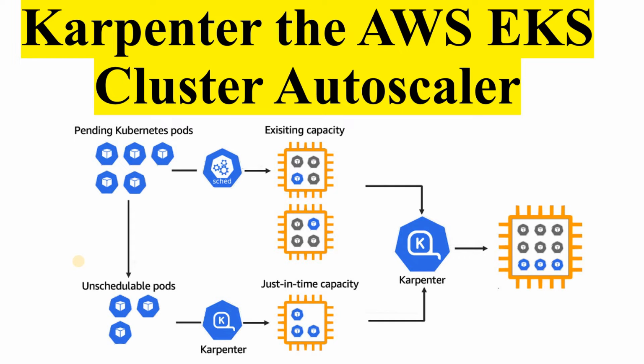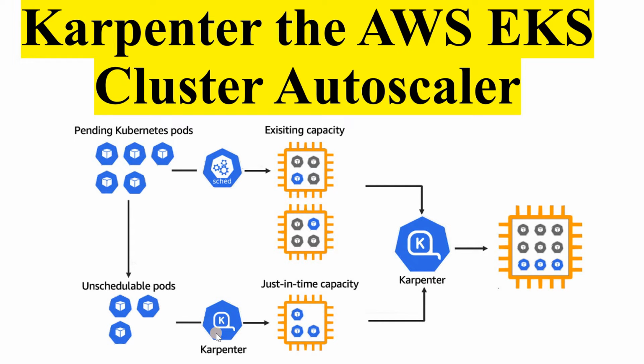So basically, as you see in this diagram, say that you have pending Kubernetes pods, or say AWS EKS pods. Those pods are currently in a pending state. Why? Because there is no running environment or EKS nodes for them. So generally we call those unschedulable pods, and this event will be identified by Karpenter.